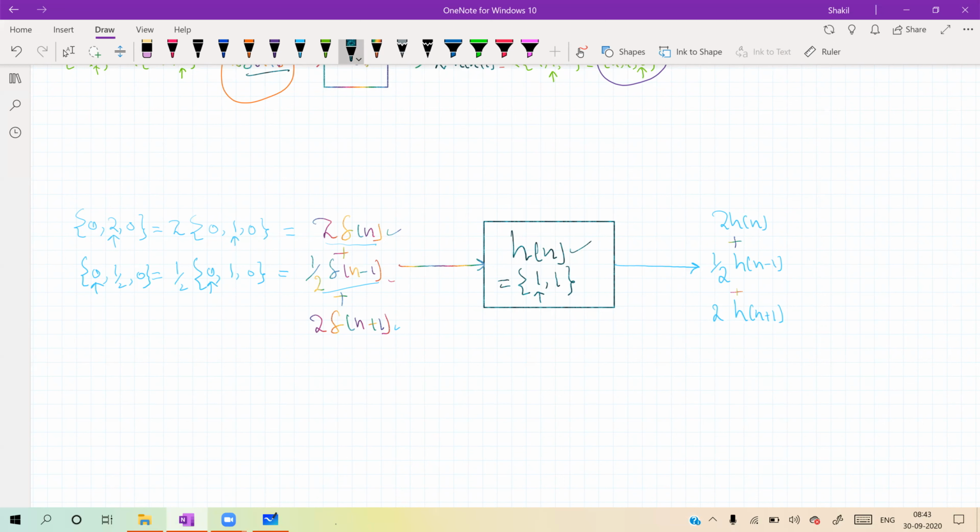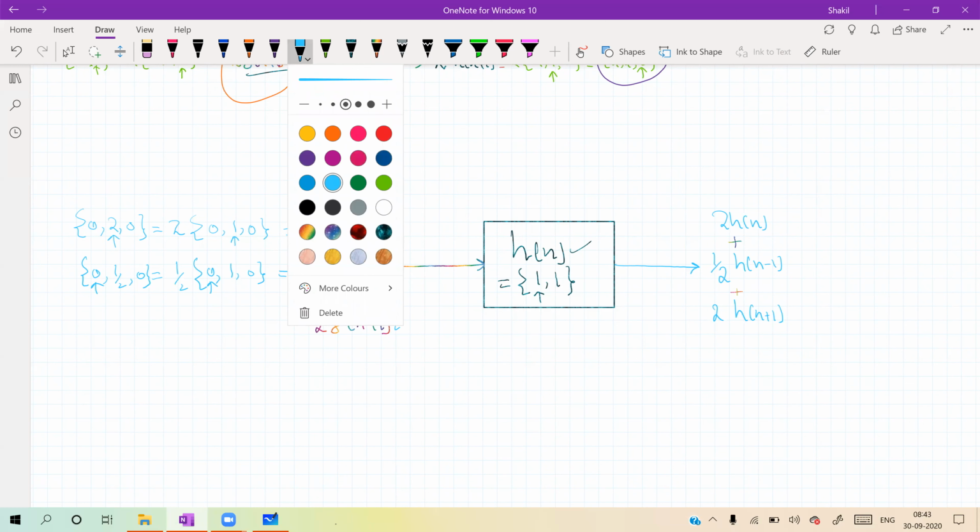Now what we are doing, the input is, this means shifting the sequence towards the left, and we are scaling it by 2. This means 0.